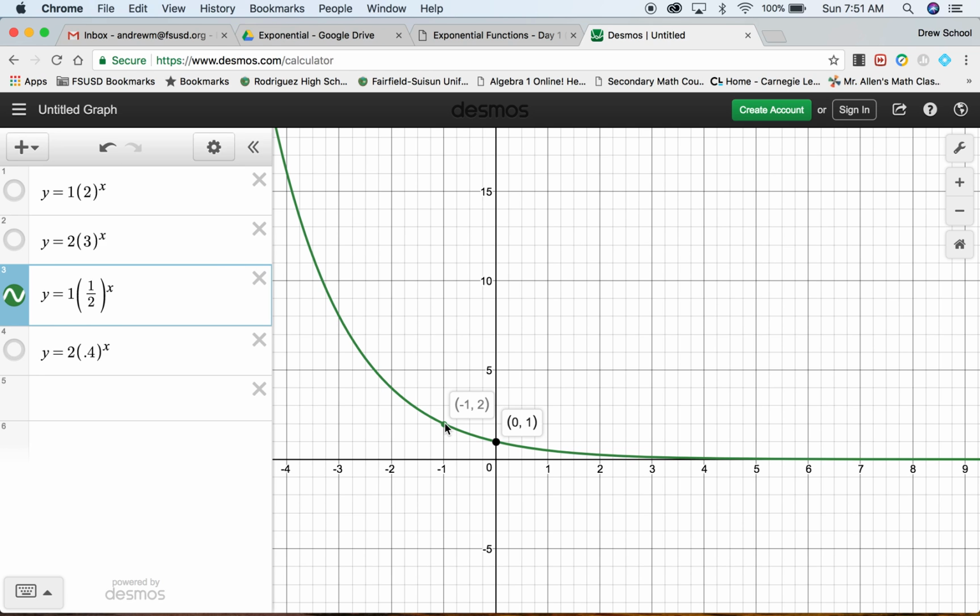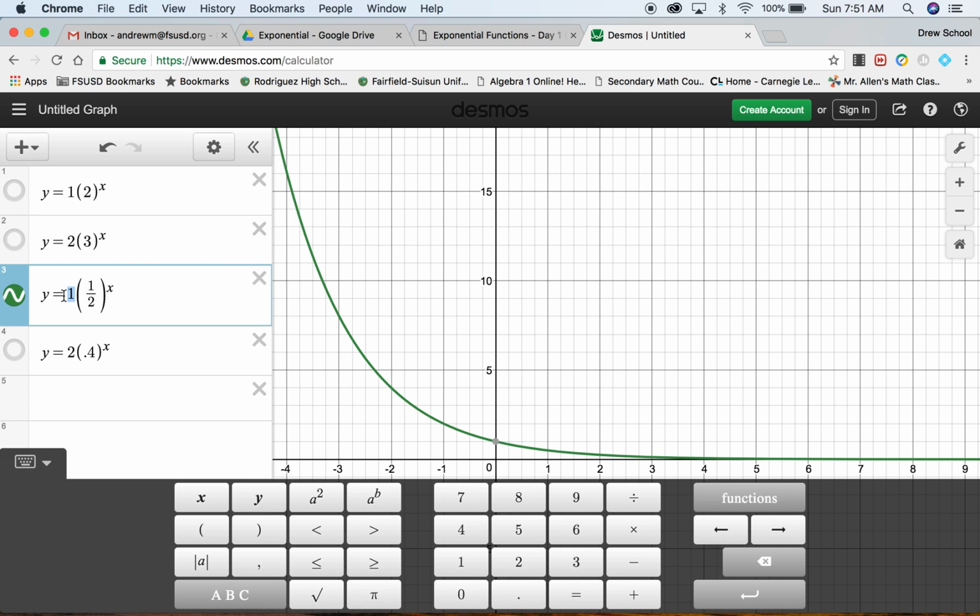So 1/2 to the negative 1 is 2. Times 1 is 2. 1/2 to the negative 2 is 4. 4 times 1 is 4. 1/2 to the negative 3 is 8. So 8 times 1 is 8. So you can see our scale factor is 1/2, and our beginning is 2.